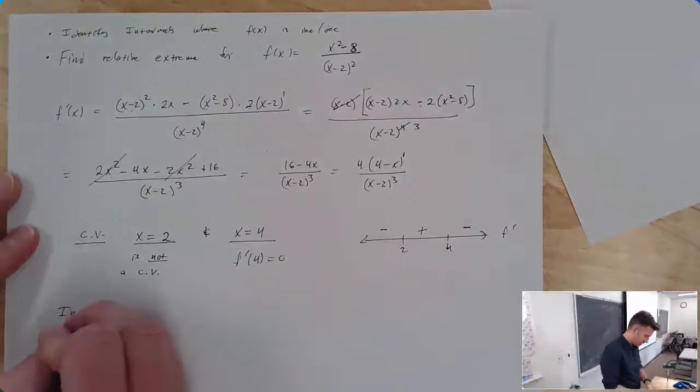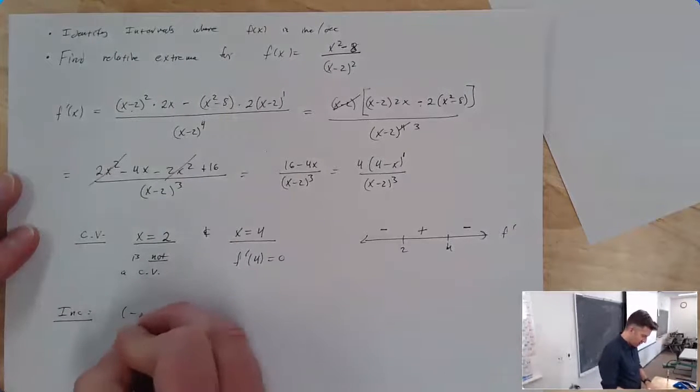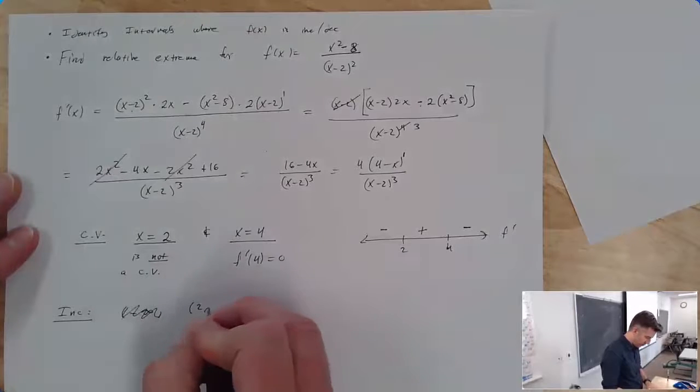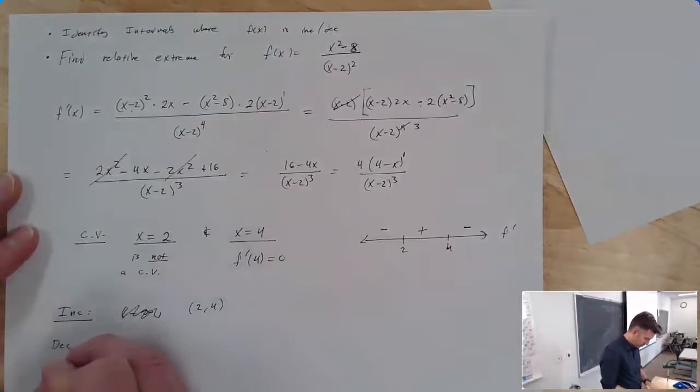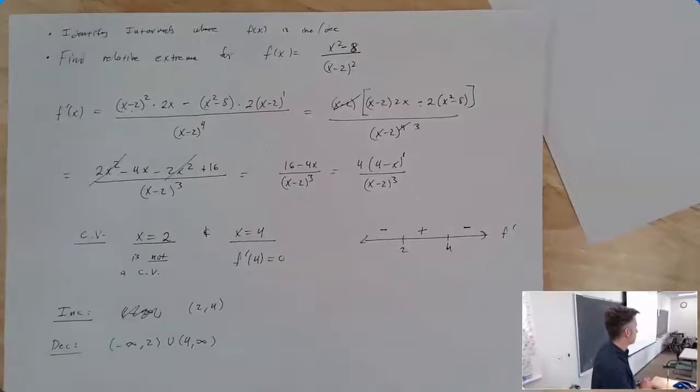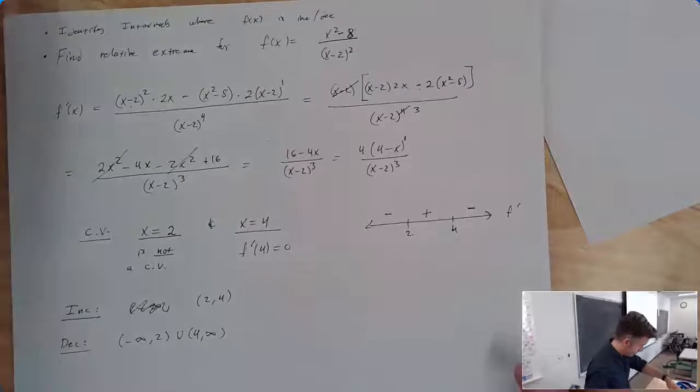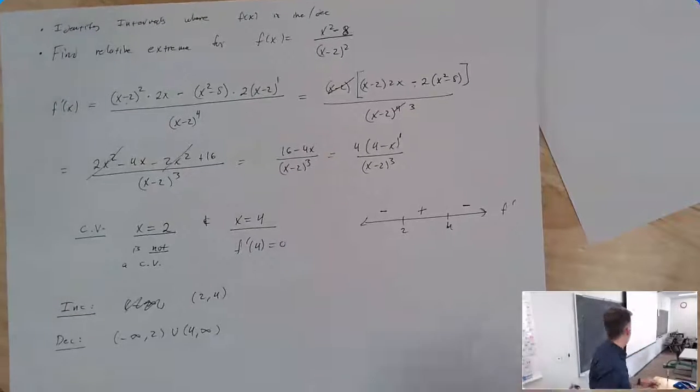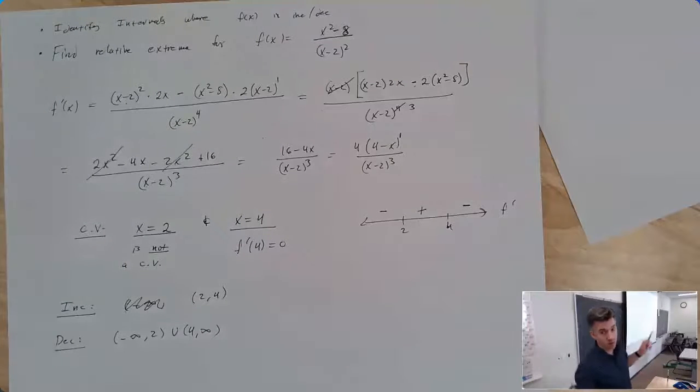So I would say it's increasing on the interval from 2 to 4. It's decreasing on the interval from negative infinity to 2, union 4 to infinity. Question? Because we define functions to be increasing or decreasing on open intervals. Some textbooks do it differently. Some textbooks do include the endpoint. I am not a huge fan of that personally, although I could see making an argument for it.